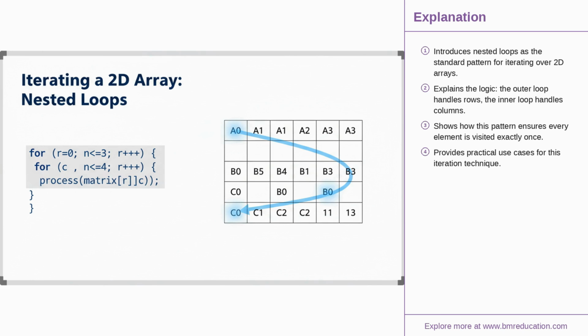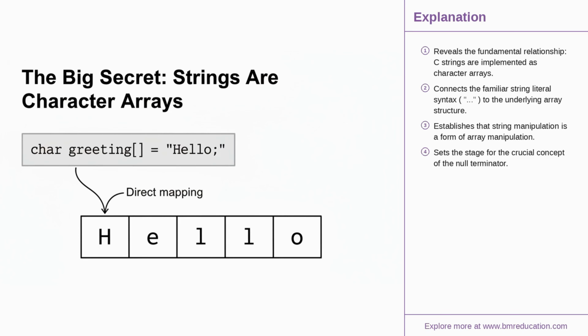Finally, we arrive at a fundamental concept in C. Strings are arrays. A C-style string is nothing more than an array of characters. When you write "hello", you are creating an array of characters. But there's one special rule that makes it a string. It must end with a special null-terminator character.